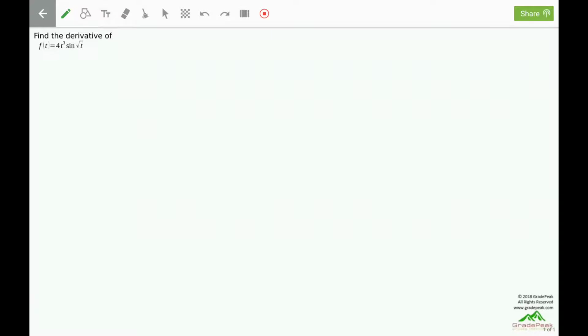Find the derivative of f of t equals 4t cubed times the sine of the square root of t. So f of t here is the product of two functions. We have the 4t cubed times the sine of the square root of t. We're definitely going to want to rewrite that square root of t as t to the first power second root, so t to the 1/2, to help with the derivative. Since we have a product of functions, the derivative will make use of the product rule.